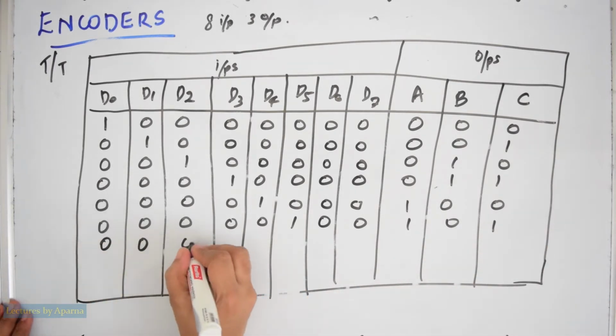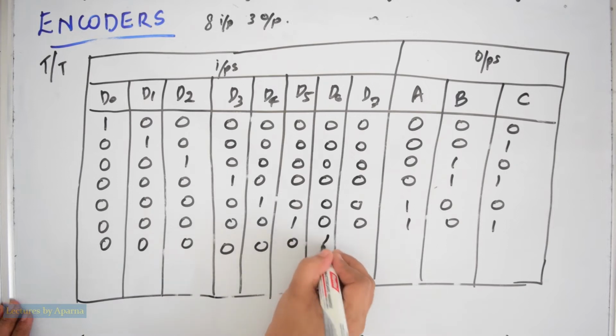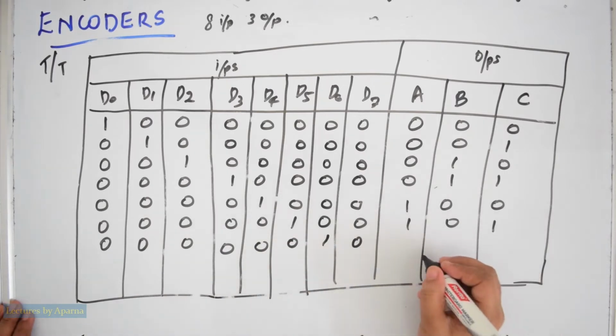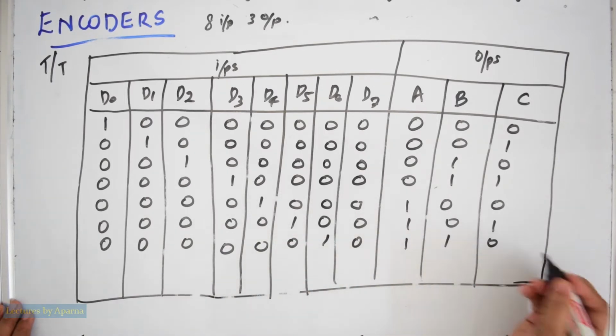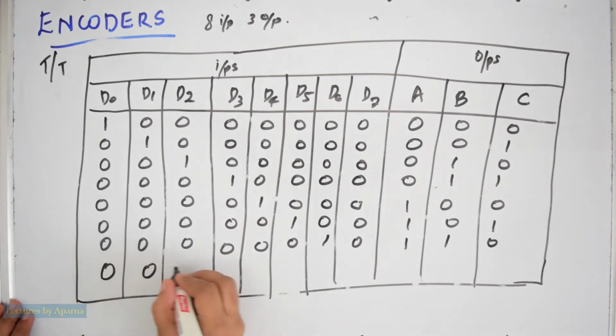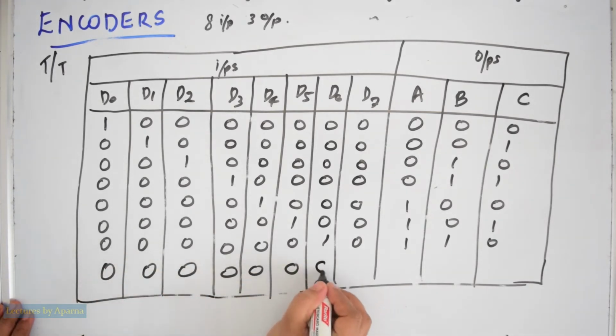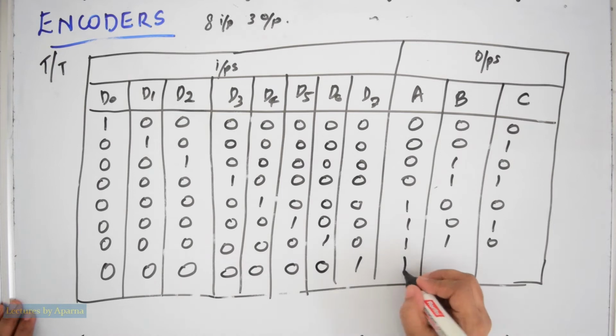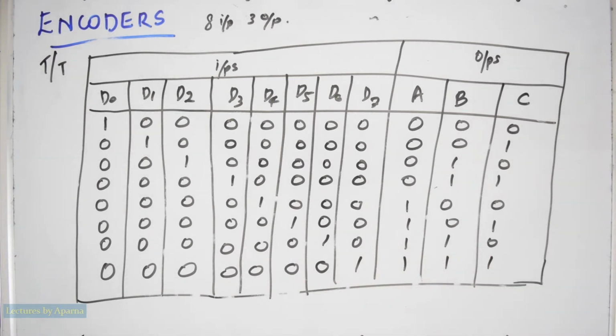Suppose it is 0, 0, 0, 0, 0, 0, 1, 0. Then the output will be 1, 1, 0. Next will be 0, 0, 0, 0, 0, 0, 0, 1. The output will be 1, 1, 1. This is the truth table of an 8 to 3 encoder.